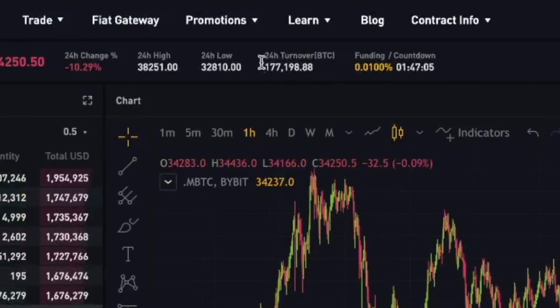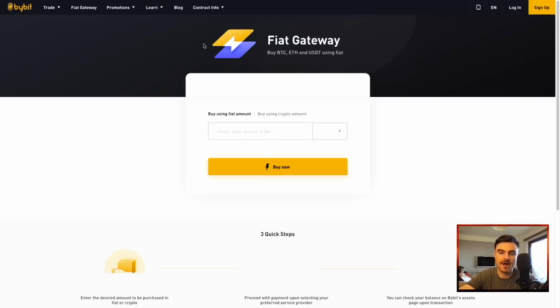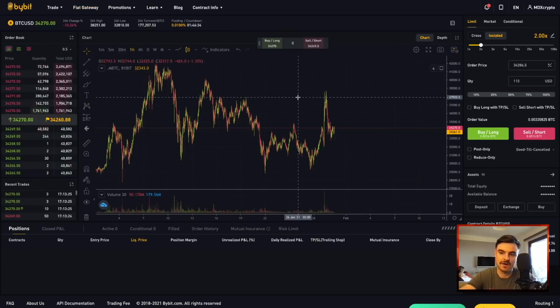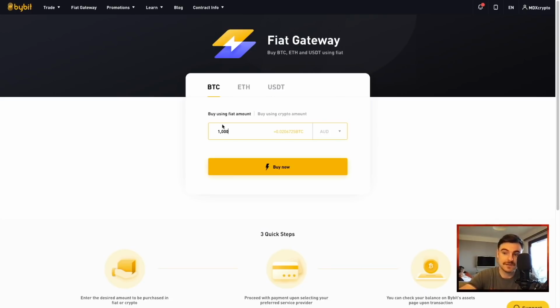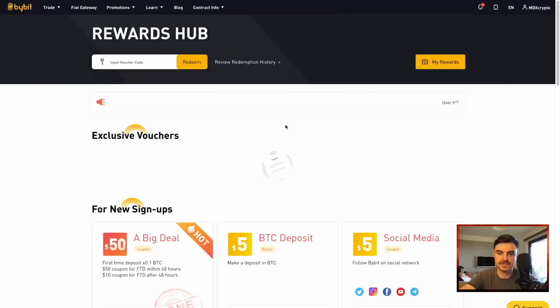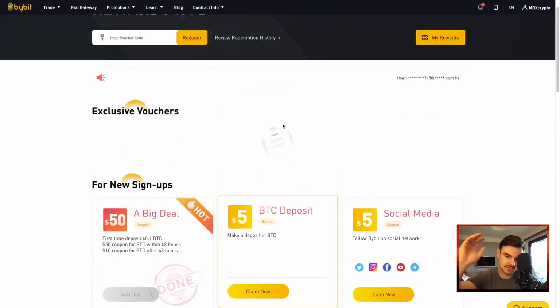And then you've got your 24-hour turnover, your 24-hour lows. They also offer a product where you can buy cryptocurrency just with your card, a fiat gateway. So if you want to get into cryptocurrency and buy Bitcoin, you can literally just come here and buy $1,000 worth of Bitcoin, click buy now with your card, and then you can use that money to trade in the markets as well. So they make it super easy to onboard people into the space. And they have this huge rewards hub where you can get a whole host of different bonuses for doing tasks within the platform.